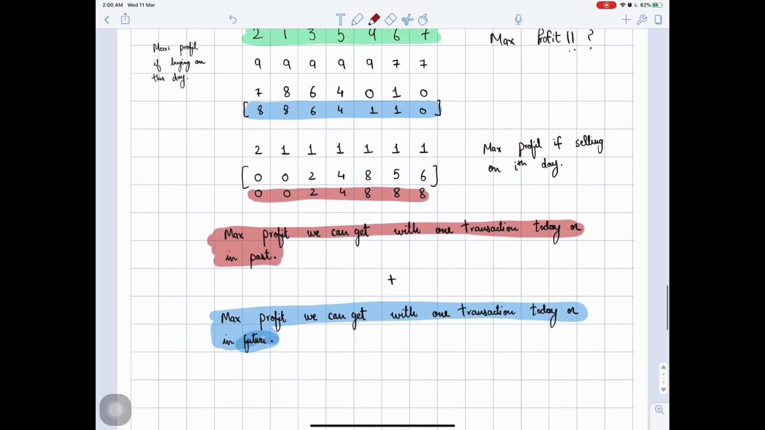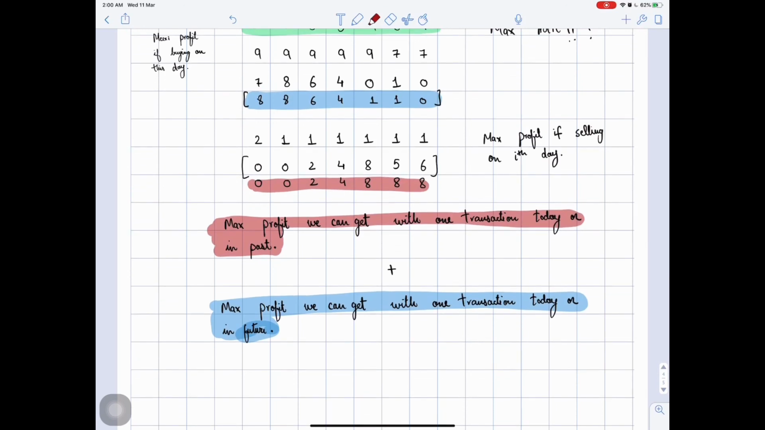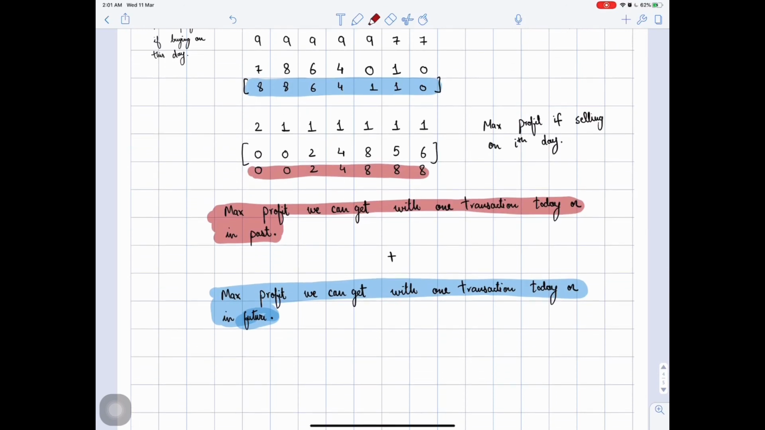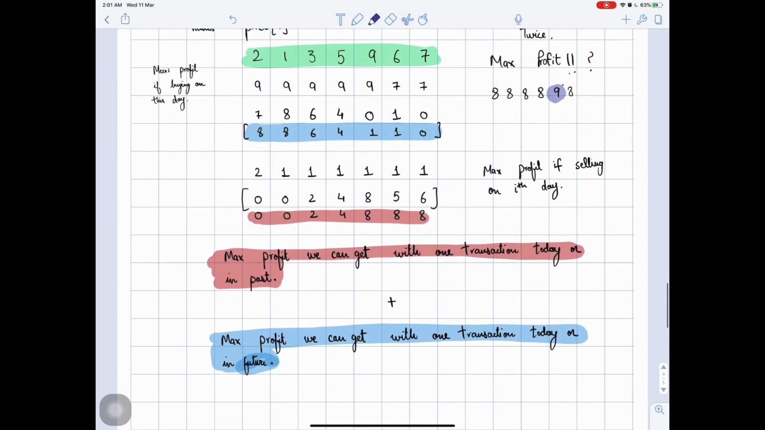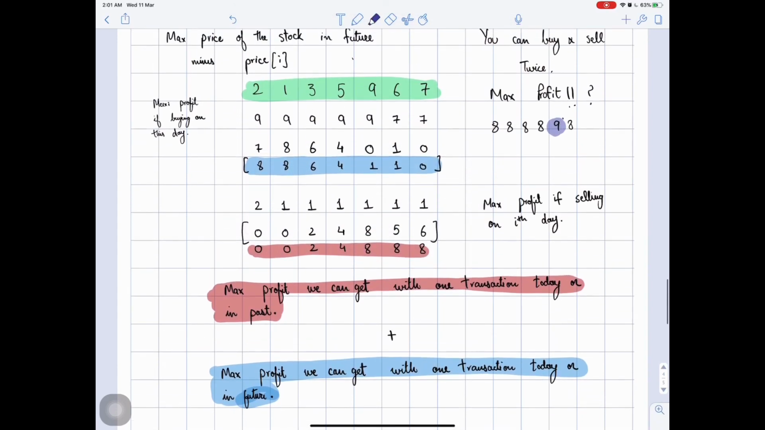Now if you just add these two, you will get your answer. 8 plus 0 is 8, 8 plus 0 is again 8, 6 plus 2 is 8, 4 plus 4 is 8, 8 plus 1 is 9, 8 plus 1 is 9, 8 plus 0 is 8. So the maximum that comes out is 9, so 9 should be our answer. Let's quickly verify if that is the case. We are allowed 2 transactions, right?